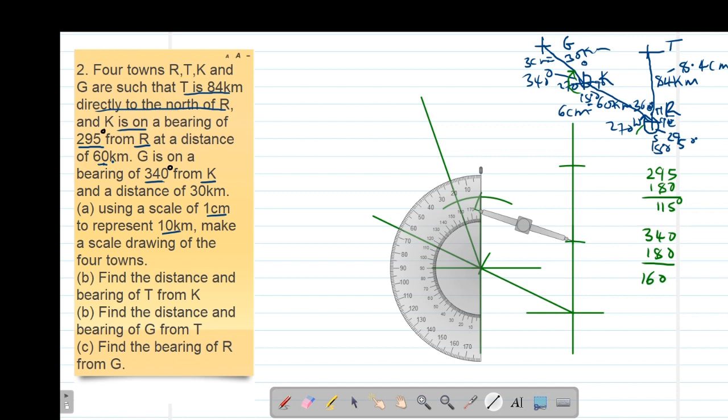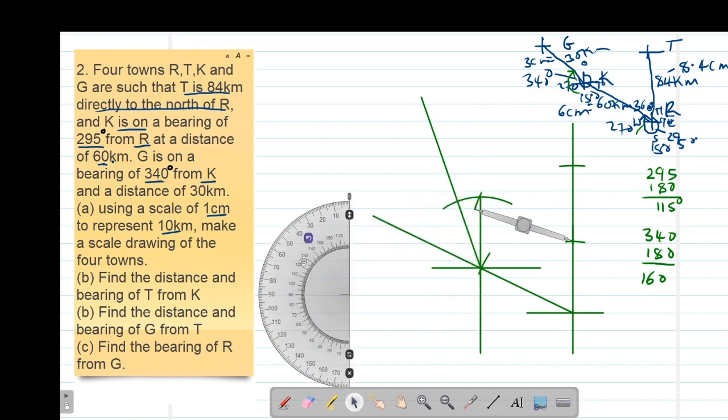So yeah, 160 is there. Then from point K, the distance to point G was 3 centimeters. So I need 3 centimeters using my pair of compass. 3 centimeters is somewhere here, 3.0. Yeah, that is 3.0. Then I simply transfer it to this point. I'm trying to make it as accurate as possible.